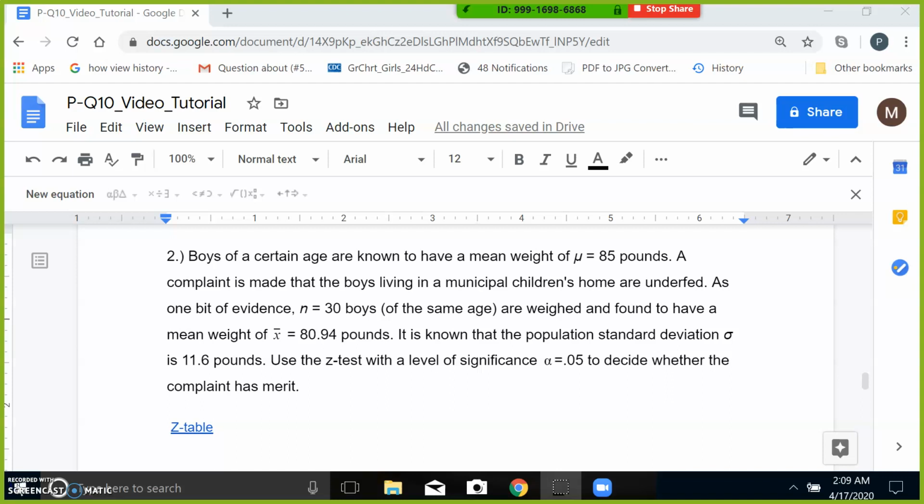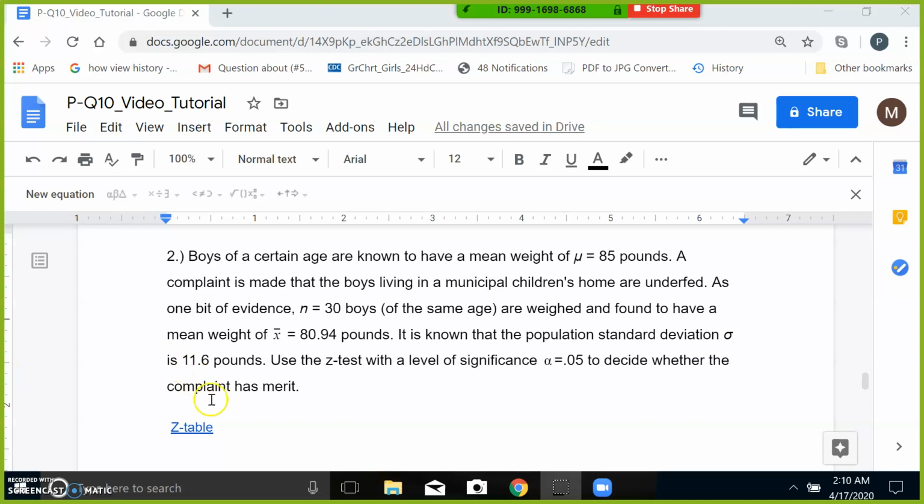Okay, so here's question 2. It says, boys of a certain age are known to have a mean weight of 85 pounds. A complaint is made that the boys living in a municipal children's home are underfed. As one bit of evidence, 30 boys of the same age are weighed and found to have a mean weight of 80.94 pounds. It is known that a population standard deviation sigma is 11.6 pounds. Use the z-test with level of significance 0.05 to decide whether the complaint has merit.